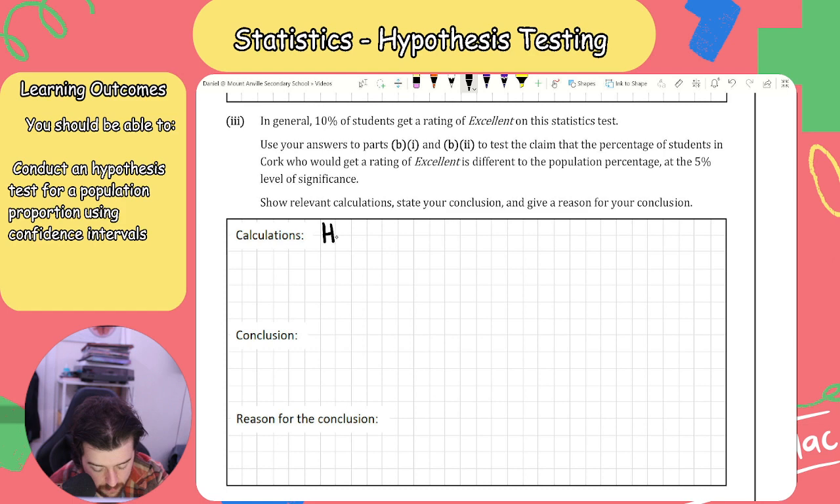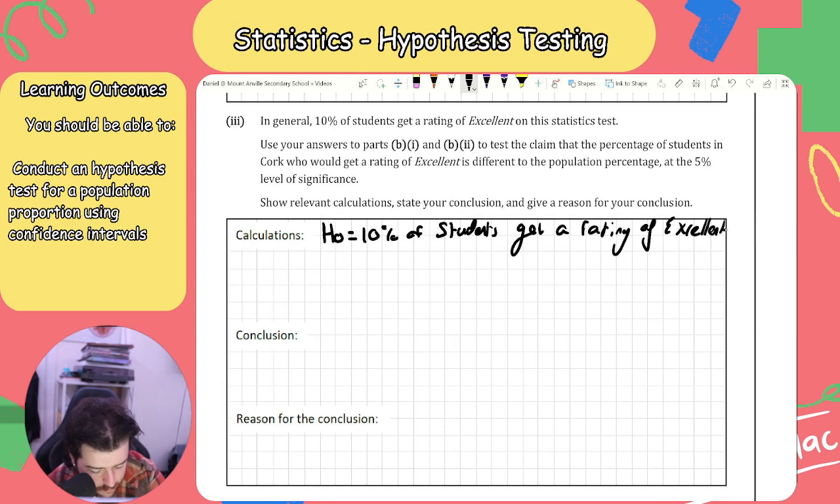So, first of all, my null hypothesis is that in general, 10% of students get a rating of excellence. Use the answer from BI and BII to test the claim that the percentage of students in Cork who get a rating of excellence is different to the population percentage.